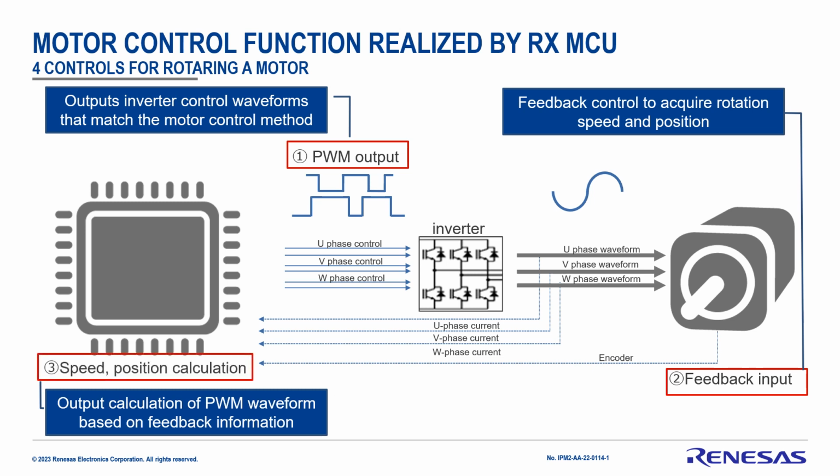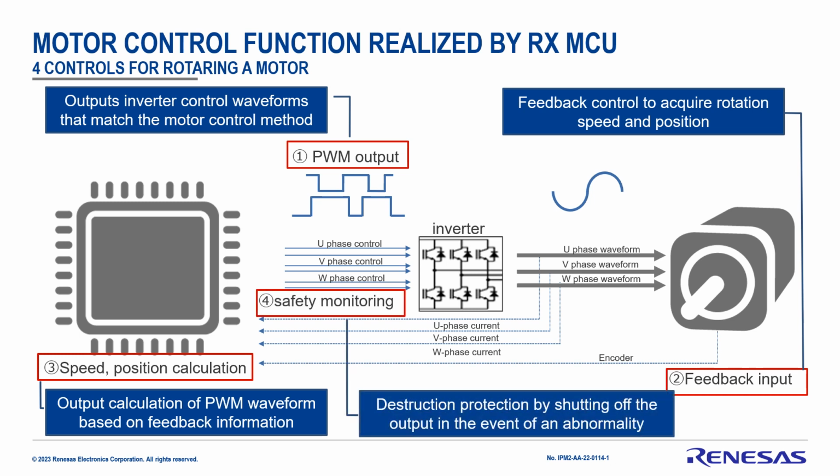3. Computation ability to calculate control parameters, based on feedback input, to drive motor's parameters, such as speed, to the command value. 4. Safety function to prevent system failure due to high current because of the negative and positive phase switching are on at the same time. This document also explains which RX MCU peripherals could be used to implement these controls.